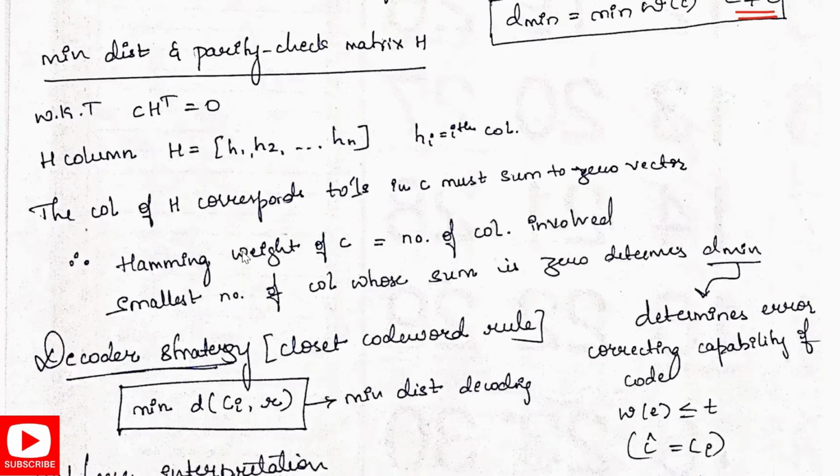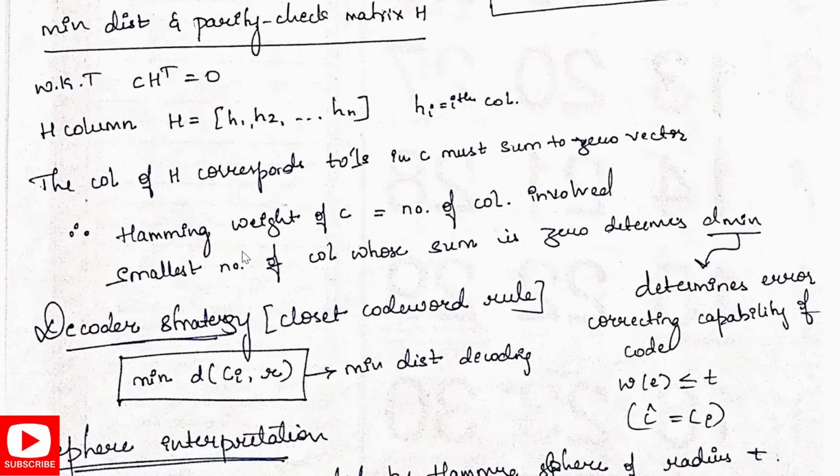Next comes the minimum distance and parity check. So we know that C times H transpose is 0. H columns are given like this. The columns of H corresponding to ones in C must sum to the 0 vector. So the Hamming weight of C is given by the number of columns involved. The smallest number of columns whose sum is 0 determines the D minimum.